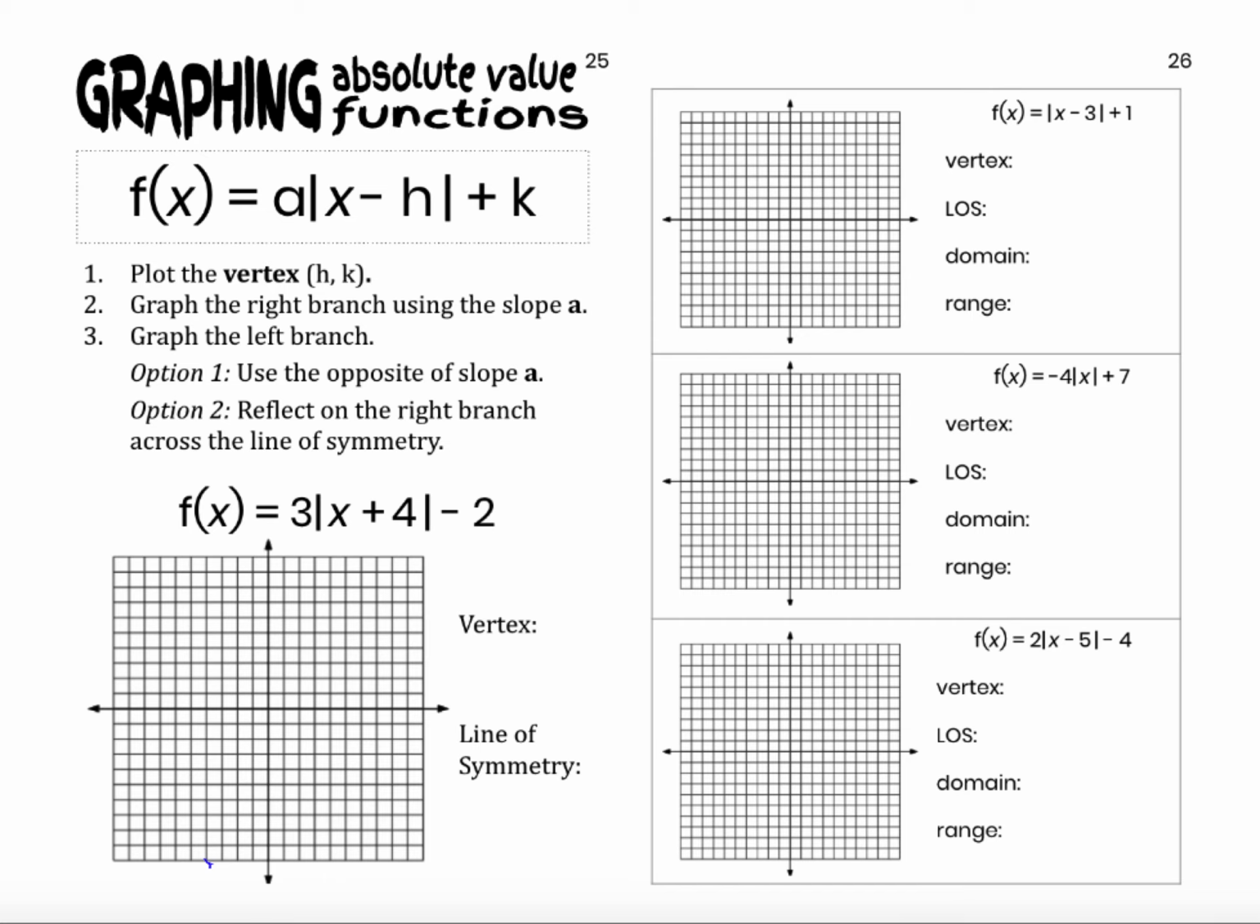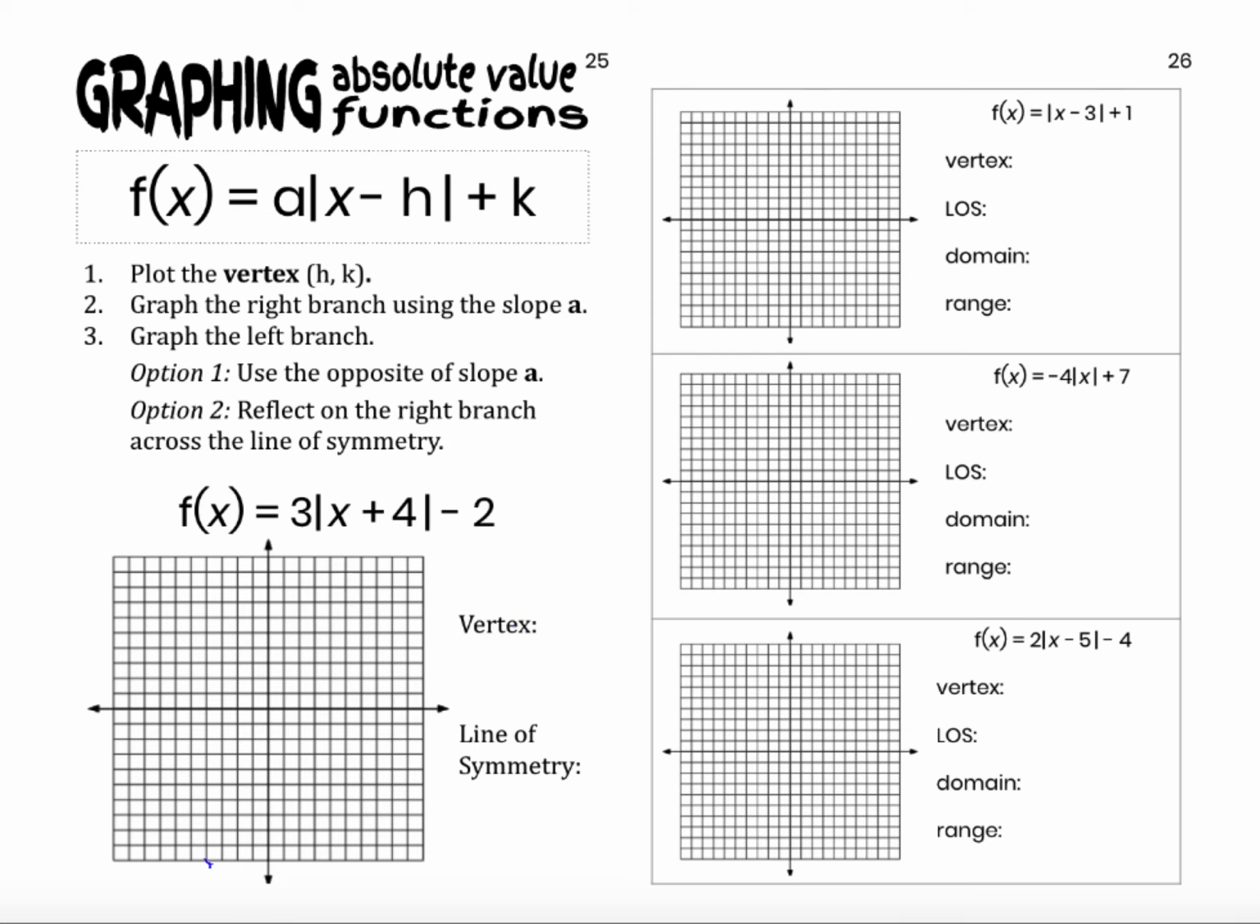On pages 25 and 26 of our Unit 4 notes, we are learning to graph absolute value functions. The first step of graphing an absolute value function is always to identify and then plot the vertex. The vertex being the turning point or the point of the V-shaped graph.